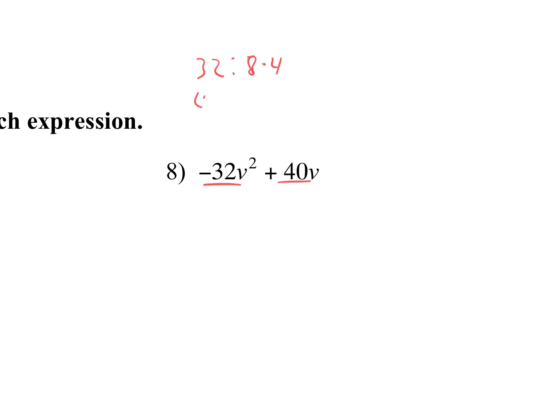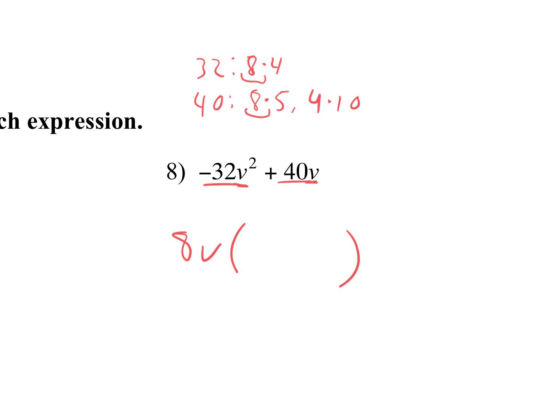What about 40? What are factors of 40? Okay, Sergio said 8. So 8 and 5, 4 and 10, right? So if you look at these factors, which one is the biggest one that they share? The 8. So that means I can take out an 8 from these. Now, if I look at v squared and v, between 2 v's and 1 v, how many v's do they share in common? Just 1. I can take out 1 of the v's.